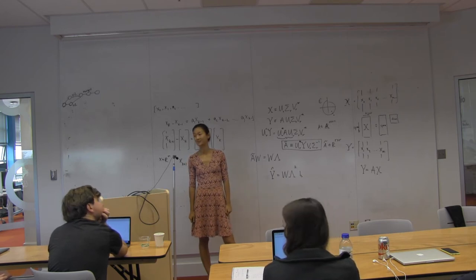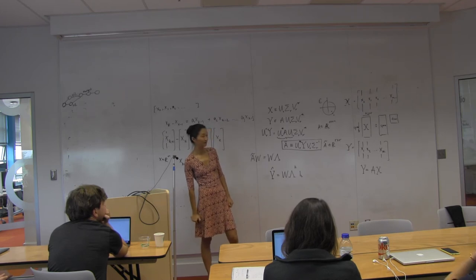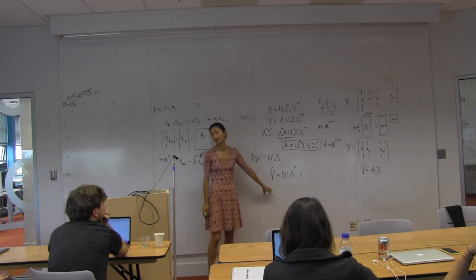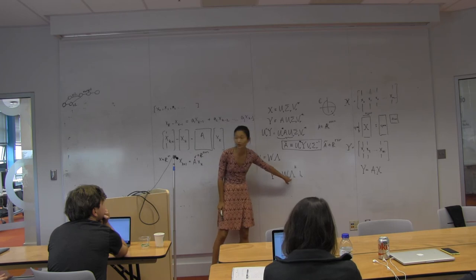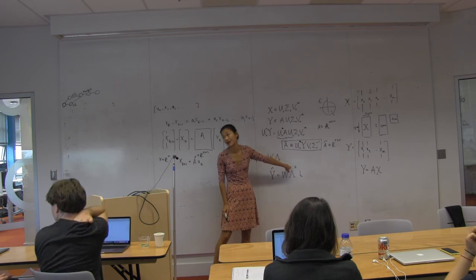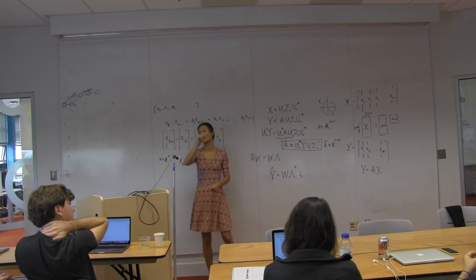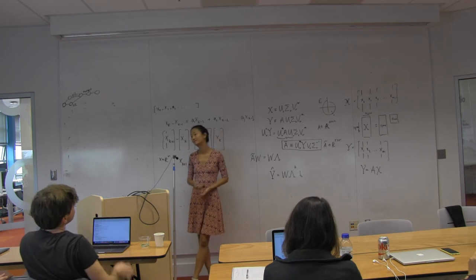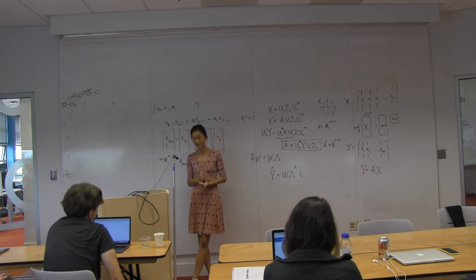I'm sorry, I missed it. Why are they constrained to be sinusoidal? It falls out of the linear algebra. Is it because these eigenvalues are complex valued? Right, so this is a complex number raised to the power k, where k is time. So you end up with something that is oscillatory. Does that make sense? Yeah.